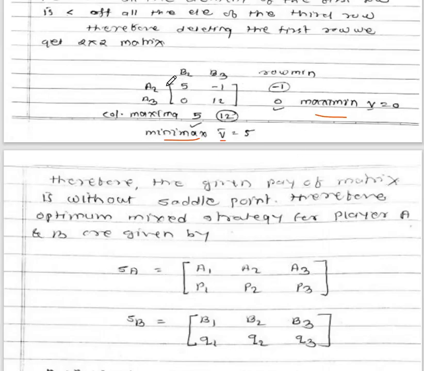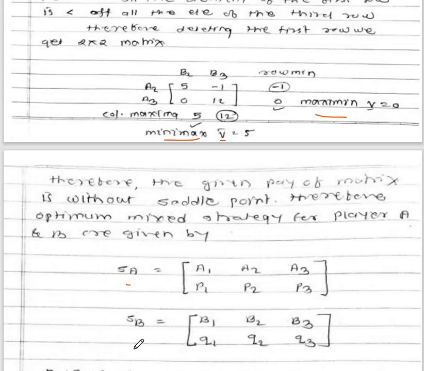If you observe this payoff matrix, there does not exist any saddle point. That means we can say that player A and player B both are using mixed strategies. Therefore we will consider the mixed strategy for player A, which is given as A1, A2, A3 with probabilities P1, P2, P3.